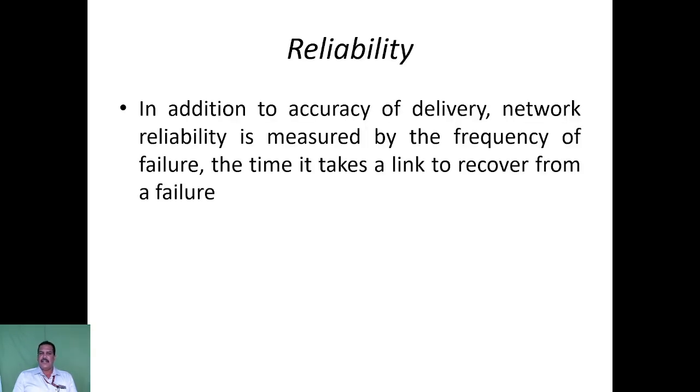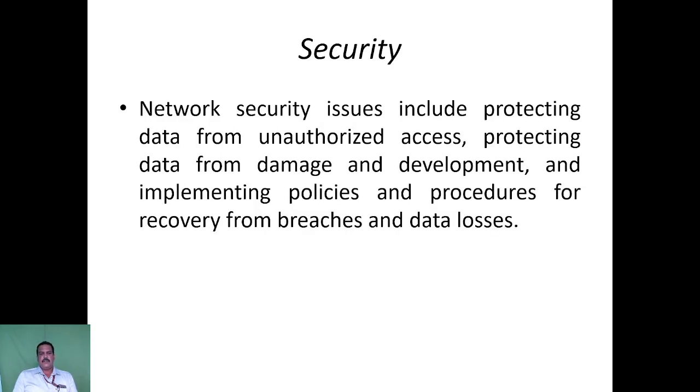Then the next one, reliability. In addition to accuracy of delivery, a network's reliability is measured by the frequency of failures. Once the network fails frequently, it means it's a bad network. We won't select that network for some cluster transmission. But in case of a network where the frequency of failure is very less, it means it's a reliable network. It's called reliable networks.